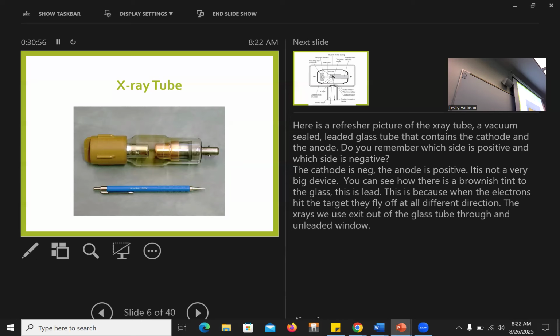So we have our cathode side and our anode side, and embedded right in here is a very small tungsten target. And like we learned in the text, it's only about 1 to 3 centimeters from one space to the other, so they're really close. And then you can see this brownish tint to it. That is the leaded glass, and somewhere on there it's not leaded, and so it'll let those X-rays come through.